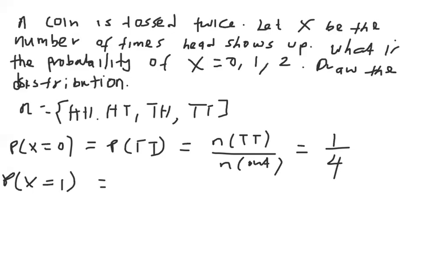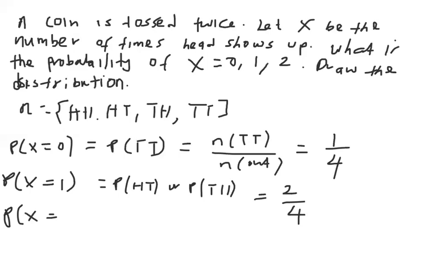X equals 1 is the same as having only one head. That is the same as the probability of HT or the probability of TH, and that gives the number of outcomes as 2, over the total outcome, which is 4. Then the probability of having X equals 2 means you have head, head, the probability of HH, which is equal to 1 over 4. Is that okay? Great. So this is what we have now.